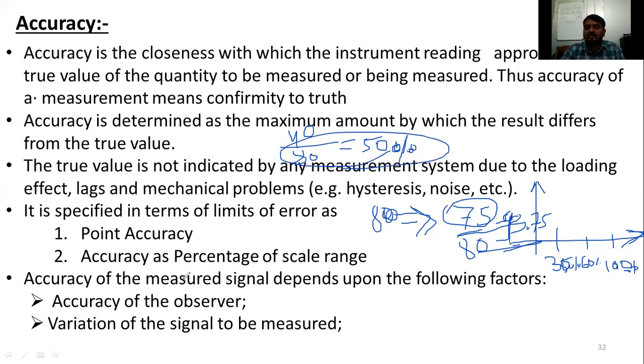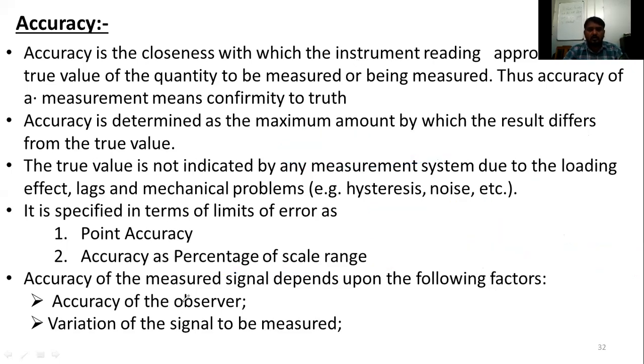So accuracy as percentage of scale range is there. So 50%, 80%, 70%, up to 85%, no need to worry about that one. If it is more than 80%, or less than 80%, we can call that one inaccurate or not accurate, we are going to call that one here now. Is it clear? Yes, sir. Accuracy is clear? Okay, two more points are there.